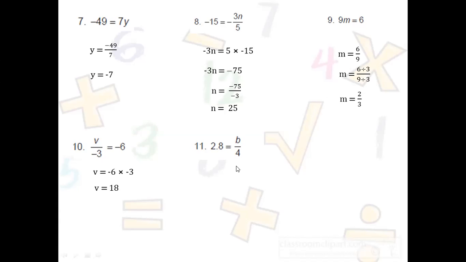2.8 equals b divided by 4. Divide, that means you will multiply. So 4 multiplied by 2.8 is going to give you 11.2. Okay, so 11.2 divided by 4 will give you 2.8. Yes, it will give you. You have to check in that way. I know most of you would have checked it. Well done for that. But here I'm not checking, because you have enough knowledge of checking. Okay, let's move on to question number 12.